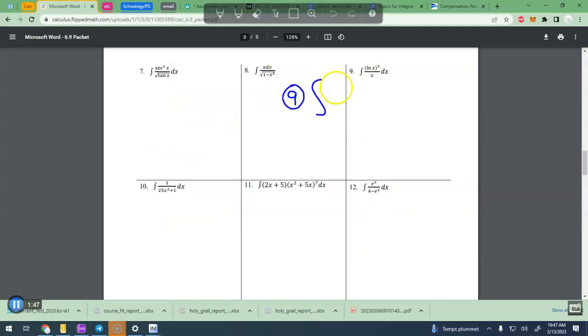Alright, so the integral of ln of x to the 5th power over x, I don't want a fraction, so I'm going to bring that up, which would make it x to the negative 1st times dx. Is that good? So, what do you think the little guy is? What do you think u is? ln of x. So u is going to be ln of x.